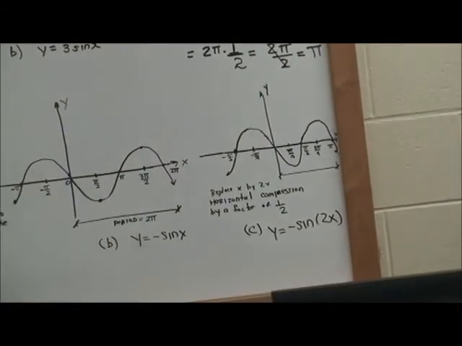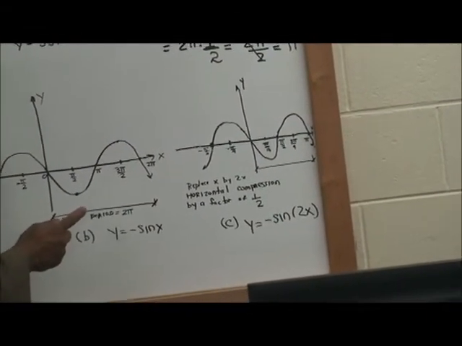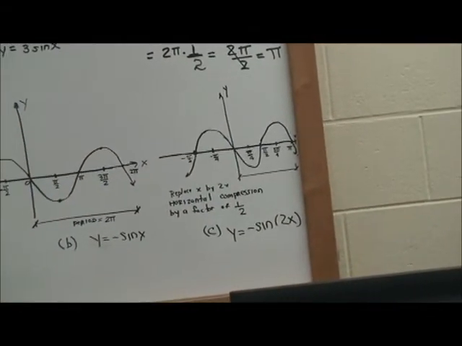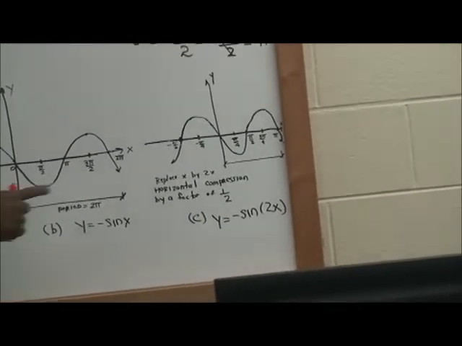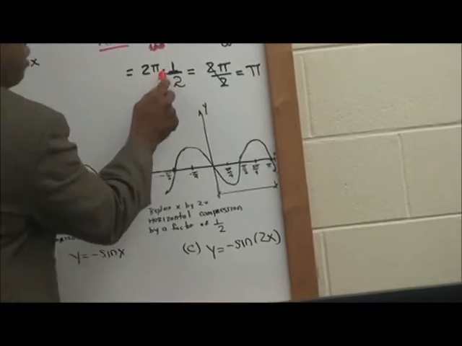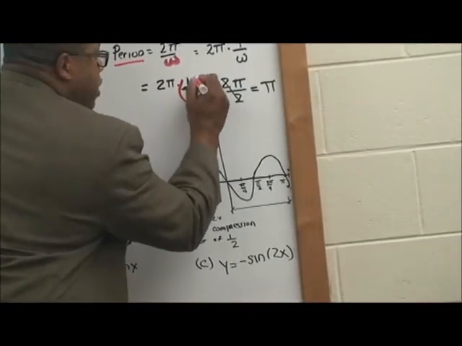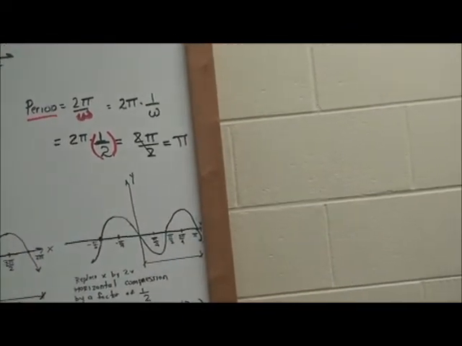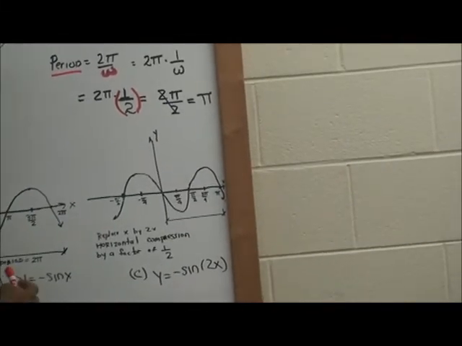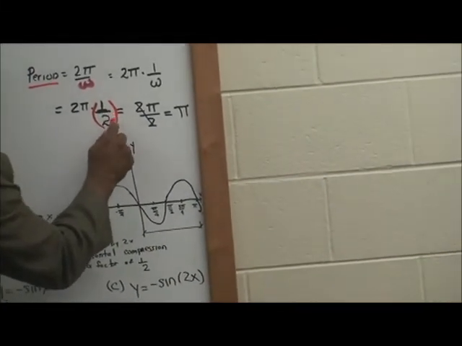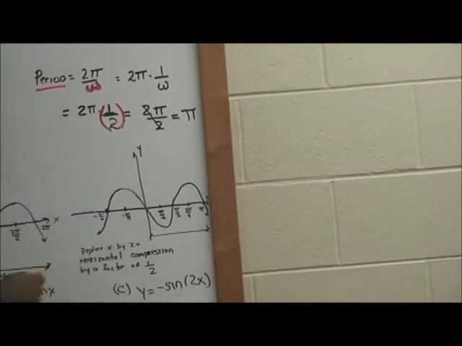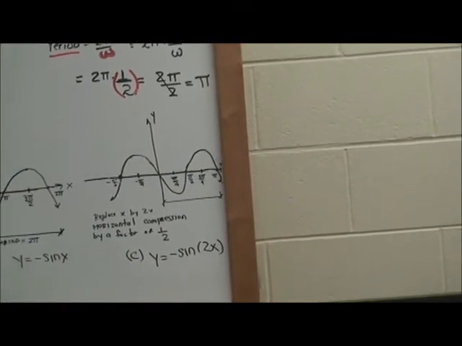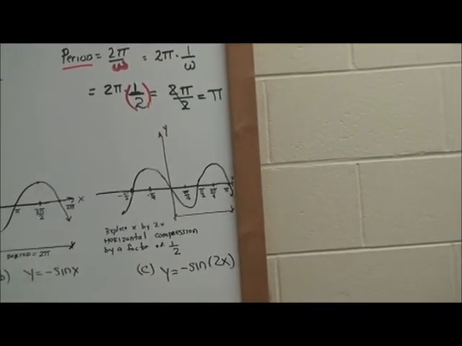So now, because you have a replacement of 2x going into the variable x here, there's a horizontal compression by the factor of 1/2. And that's because this 1/2 is what we're talking about here. Because that 2 is substituted into the variable for omega, this factor of 1/2 multiplies the 2 pi and makes it compress. So that's why the period will change in this particular function.